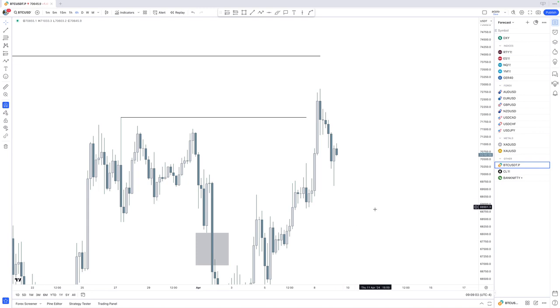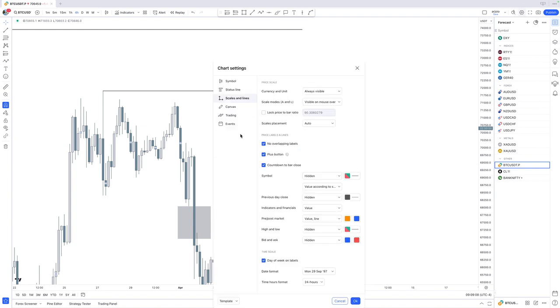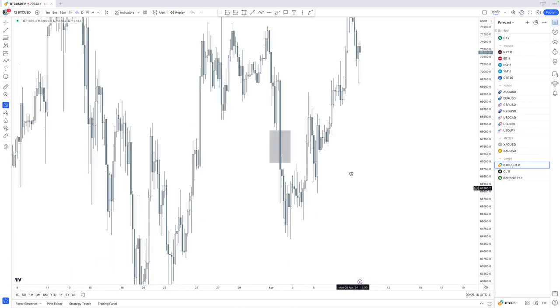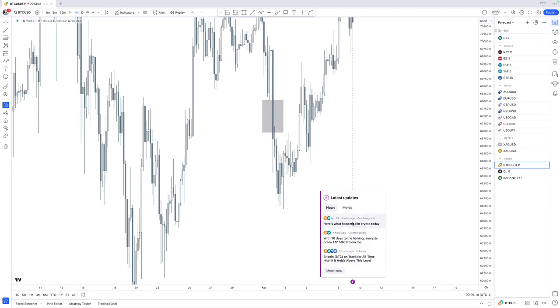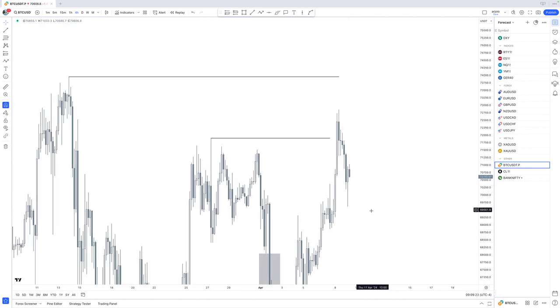As for TradingView itself, I have the economic calendar events turned off. I'm not even too sure where I can turn them on again, but I don't have them turned on right there. So here, for example, you have latest updates. I always delete them. They're not relevant for me.